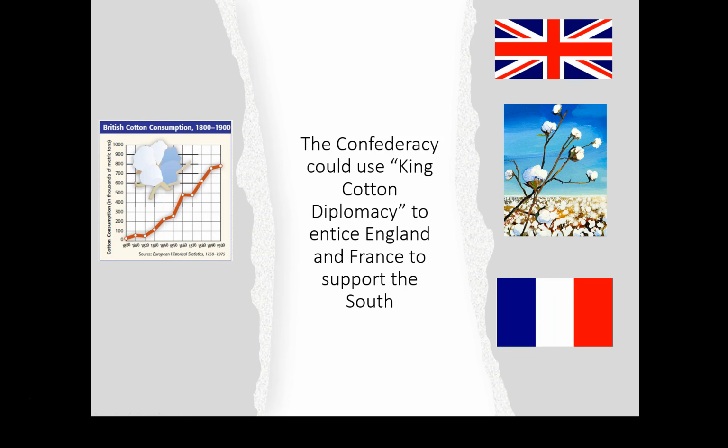And the Confederacy could use King Cotton diplomacy to entice England and France to support the South. And the idea behind this is that if we can get France and England to support us and recognize us as a sovereign nation, maybe we've got a chance to win. This is the thought process of those leaders of the Confederacy, because they need that support. And both England and France are major buyers of the South's main export, King Cotton.